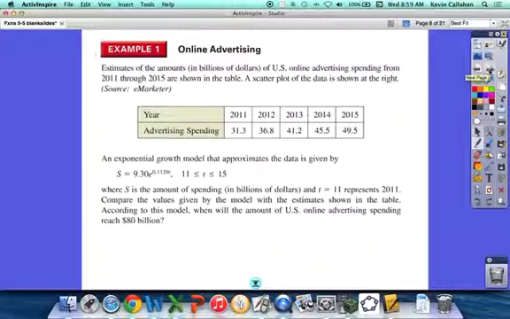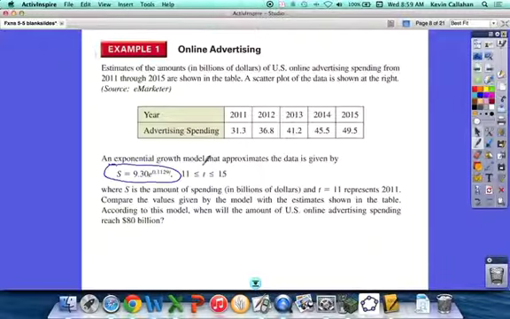All right. So here's a typical kind of problem that involves an exponential model. In this case, you don't have to refer back to the exponential model, because they give you the model right here. This is the one they want you to use. A and B are already filled in. Estimates of the amounts in billions of dollars of U.S. online advertising spending from 2011 through 2015 are shown in the table. There was a scatter plot associated with it, and then this model was arrived at.